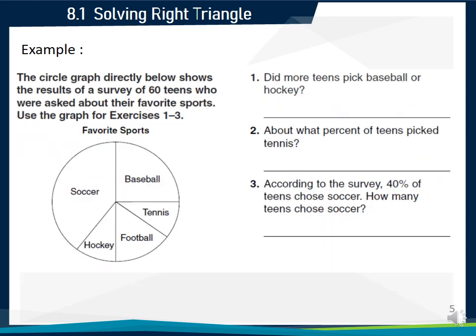Example: the circle graph directly below shows the result of a survey of 60 teens. In here, it is important. We have 60 teens who were asked about their favorite sports. Use the graph for exercises 1, 2, 3. We have to use this graph, favorite sports, to answer exercises 1, 2, 3. Of course, we have different kinds of sports in here. We have baseball, tennis, football, hockey, and soccer.